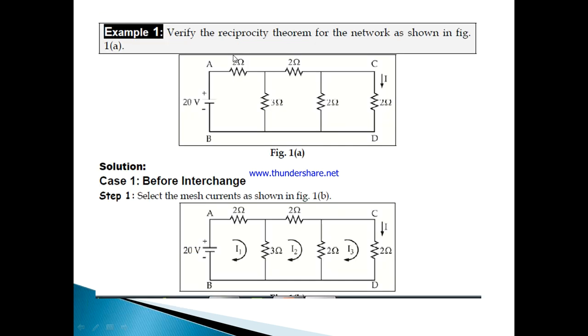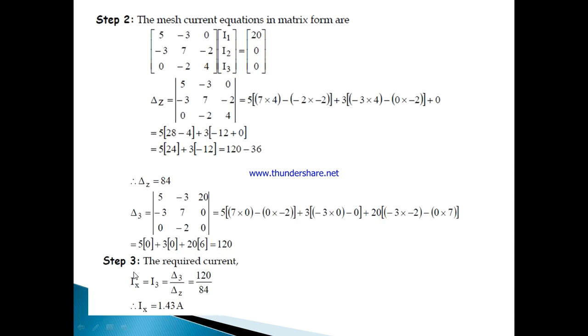So from this, we are interested in only the I3 current, because I3 is the same as the I current. So this I3 I am going to find here. I3, or Ix, or I equals delta 3 by delta Z according to Cramer's rule. Now first I am going to find the delta Z and delta 3 values. Delta Z is nothing but the mod of the Z matrix. After finding the delta Z value here, we are getting it as 84.